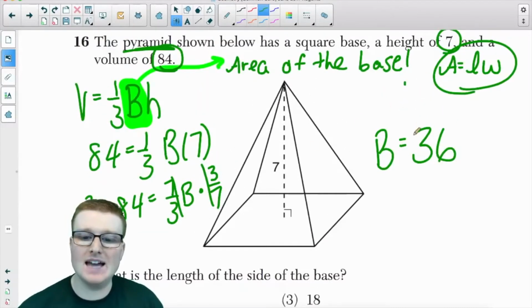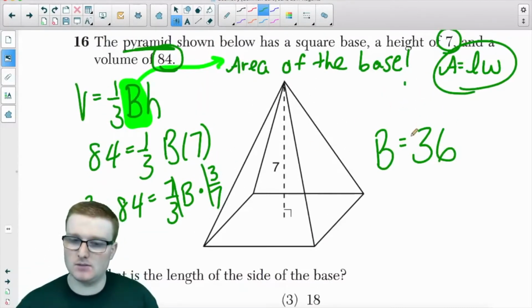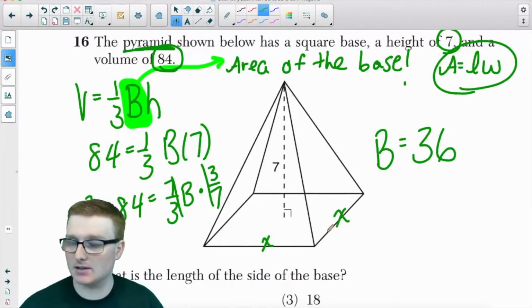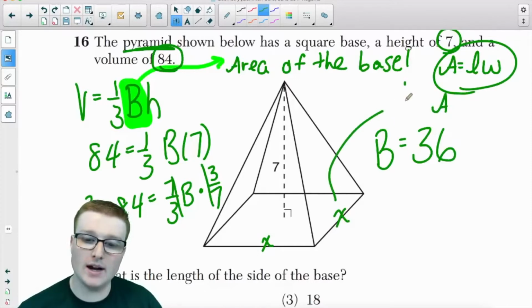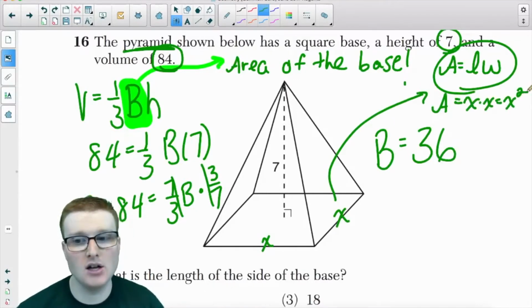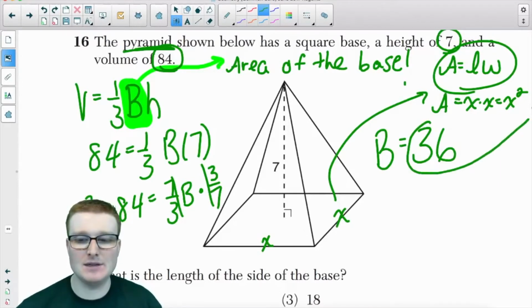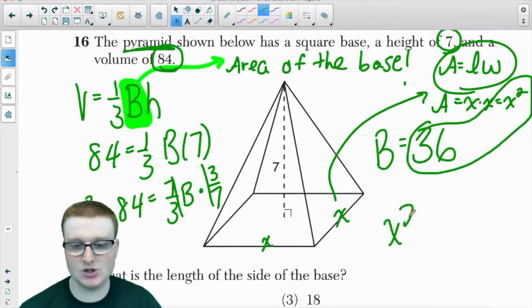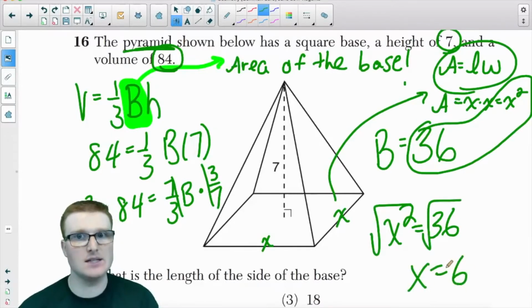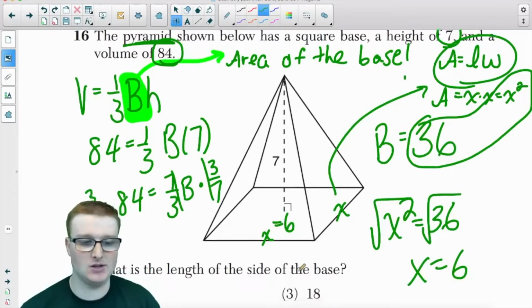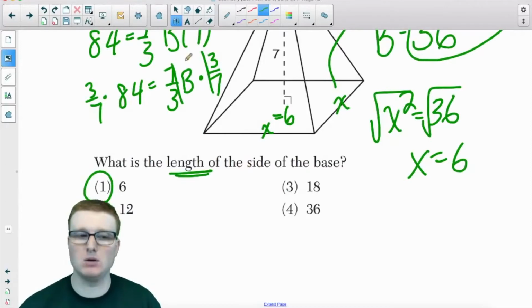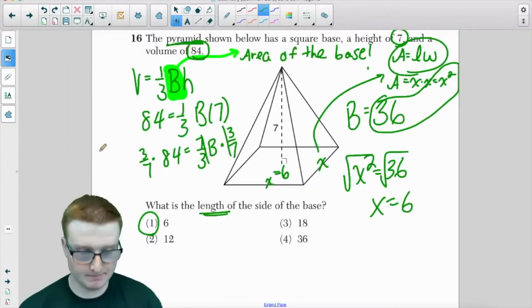Why? Because that is the area of the base. We don't know what the sides are, so we're going to call those X. The area of the square in this case is actually X times X, which is X squared. So what we need to do is set these equal to each other. X squared equals 36. Take the square root of both sides. One of the lengths is 6. So that's your answer, choice 1. They're asking you for the length of one of the sides of its base, not both. All right, so that's why it's going to be choice 1.